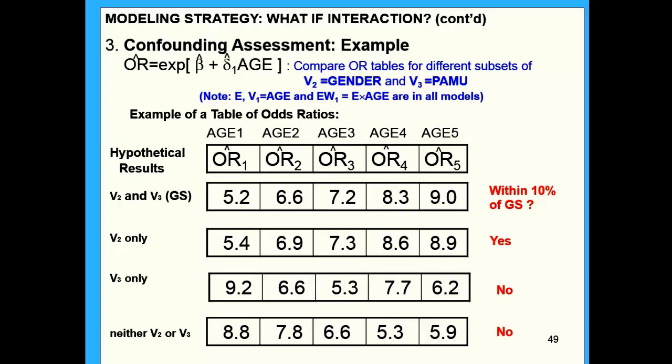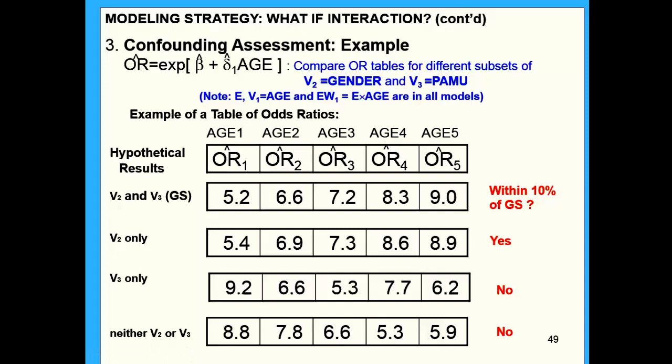And I said, well, suppose it turned out that for the gold standard model where we kept gender and PAMU, we didn't drop anything. We also have age in the model because it has to stay in the model. It's an effect modifier. Suppose it turned out for 5 different choices of age, we got these 5 values for the odds ratio. We plug in the different age values and we go e to the beta hat plus delta 1 hat age and we get these 5 different odds ratios. Well, that's the table of odds ratios for the gold standard model.